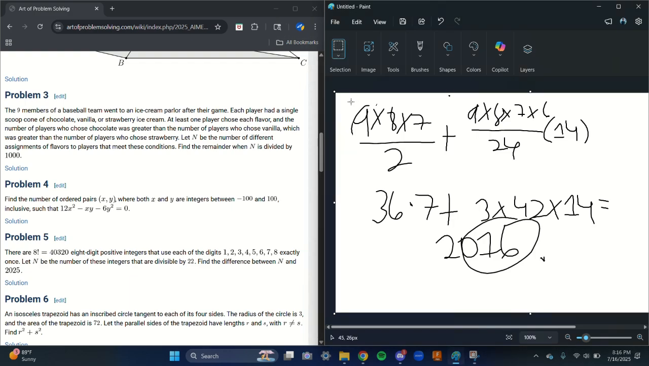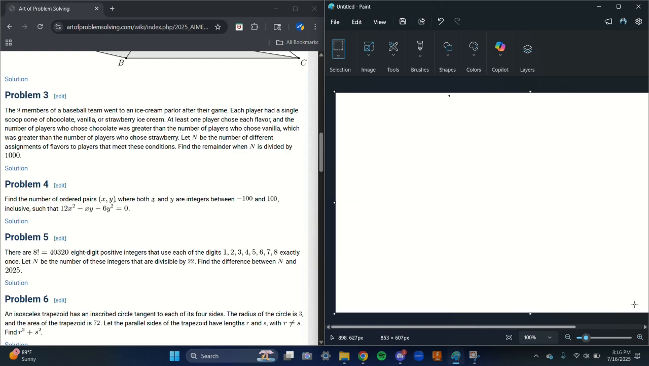Okay, so now for problem number 4. Let's go to problem number 4. Okay, problem number 4. Number of ordered pairs x comma y, where x and y are integers between negative 100 and 100, such that 12x squared minus xy minus 6y squared equals 0.